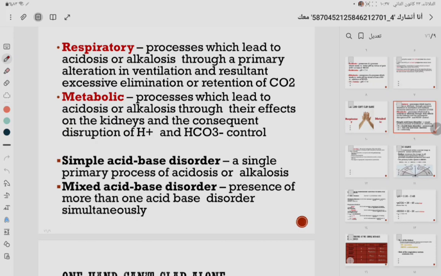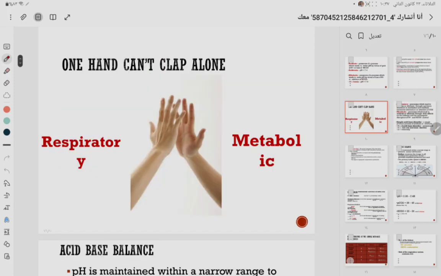A simple acid-base disorder is a single process of acidosis or alkalosis which is compensated. Mixed is when we have two disorders, more than one acid-base disorder at the same time. Next. One hand cannot clap: respiratory and metabolic, as we mentioned, next, the buffering system.